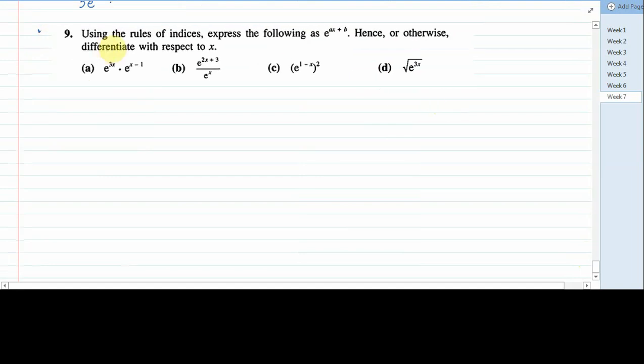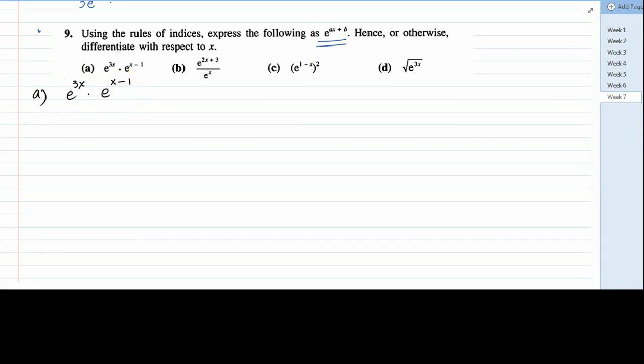Alright, using the rules of indices, express the following as e to the power ax plus b, hence or otherwise differentiate with respect to x. So your answer must be in this form, e to the power ax plus b. Alright, so in the first part it says e to the power 3x times e to the power x minus 1.